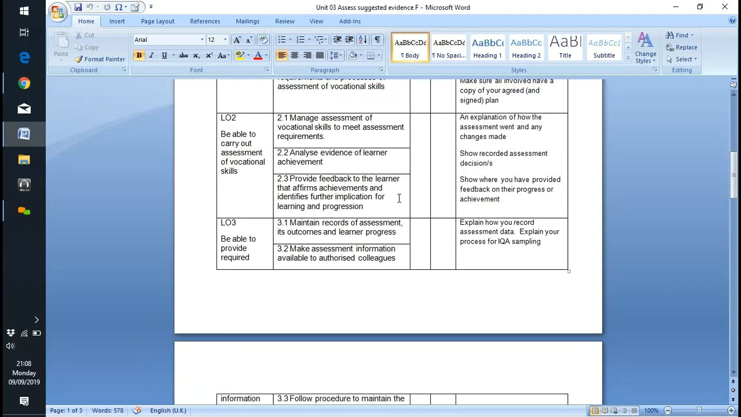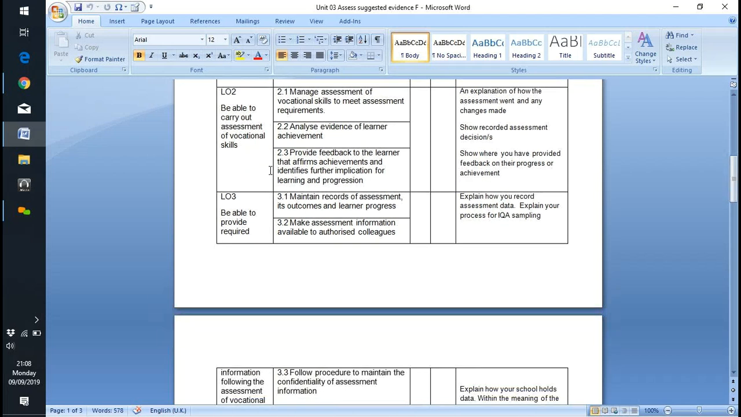Now it says manage the assessment of vocational skills to meet assessment requirements. So that's your assessment: an explanation of how the assessment went and any changes that were made. Again, analyse the evidence of the learner achievement, show recorded assessment decisions against specific criteria. Provide feedback to the learner that affirms achievement and identifies further implications for learning and progression. Now that is exactly the same as one of the ones in Unit 2 as well. Yeah. This is making a lot more sense now.